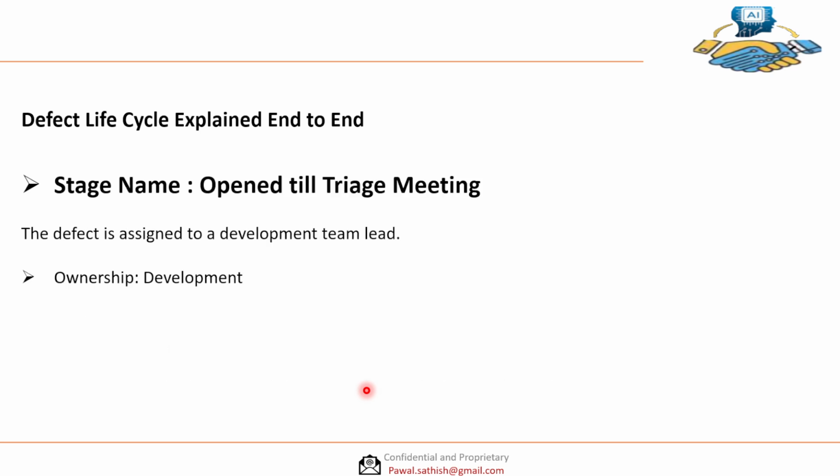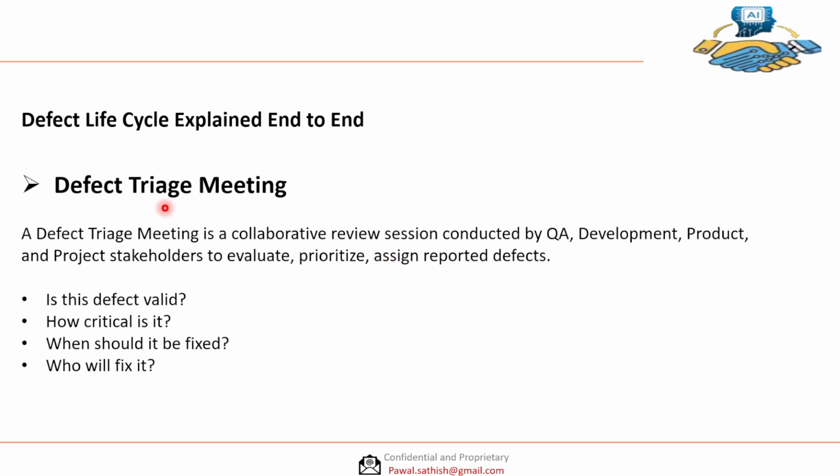The next stage is Opened. Till the triage meeting, we'll see in the next slide what a triage meeting is, this defect is assigned to a development team lead. So what is a defect triage meeting? A defect triage meeting is a collaborative review session conducted by QA, the development lead, product, and project stakeholders to evaluate, prioritize, and assign reported defects.